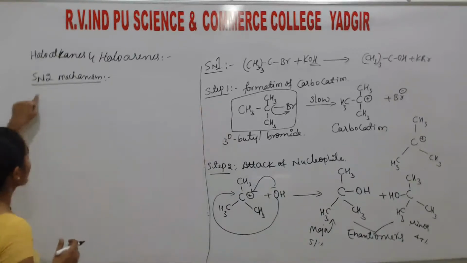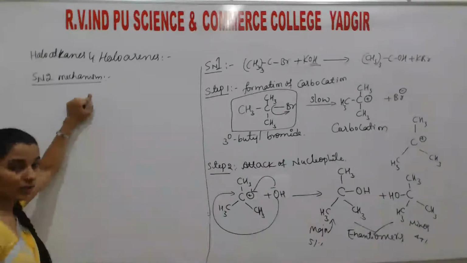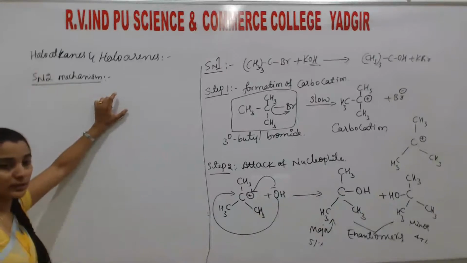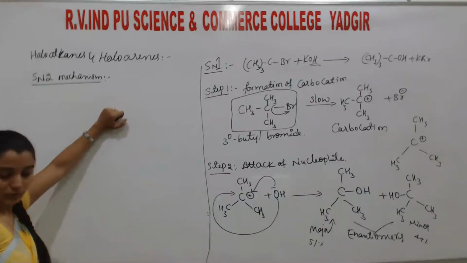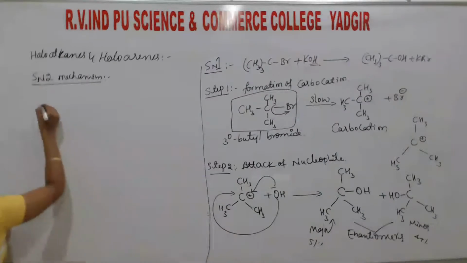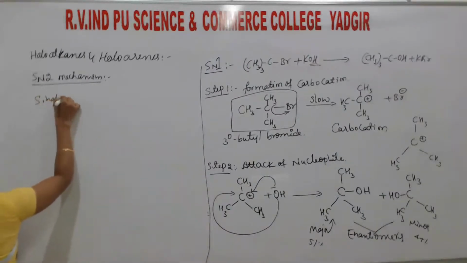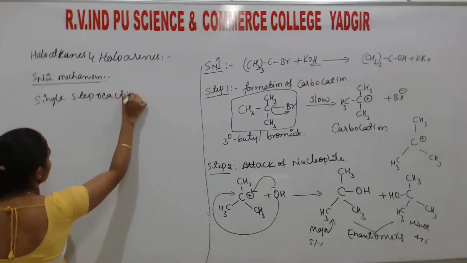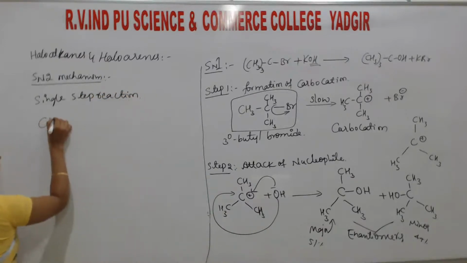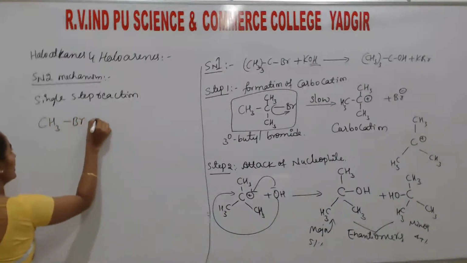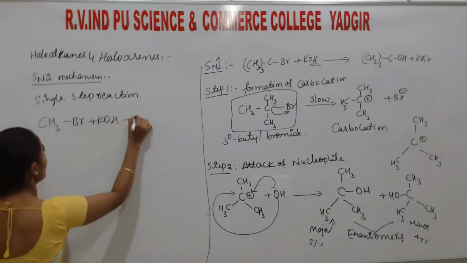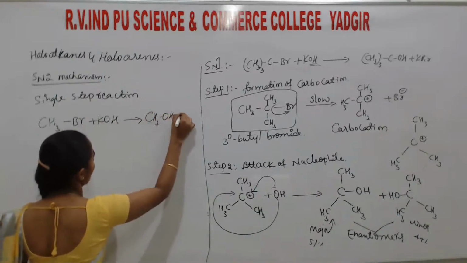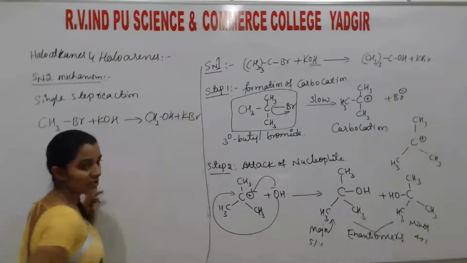So the next one is SN2 mechanism. Why is it called 2? Because it depends on both the nucleophile as well as the alkyl. Understood? So listen, it is a single step reaction, right? So we are taking methyl bromide here. If it reacts with KOH, it forms CH3OH plus KBr. This is the reaction.